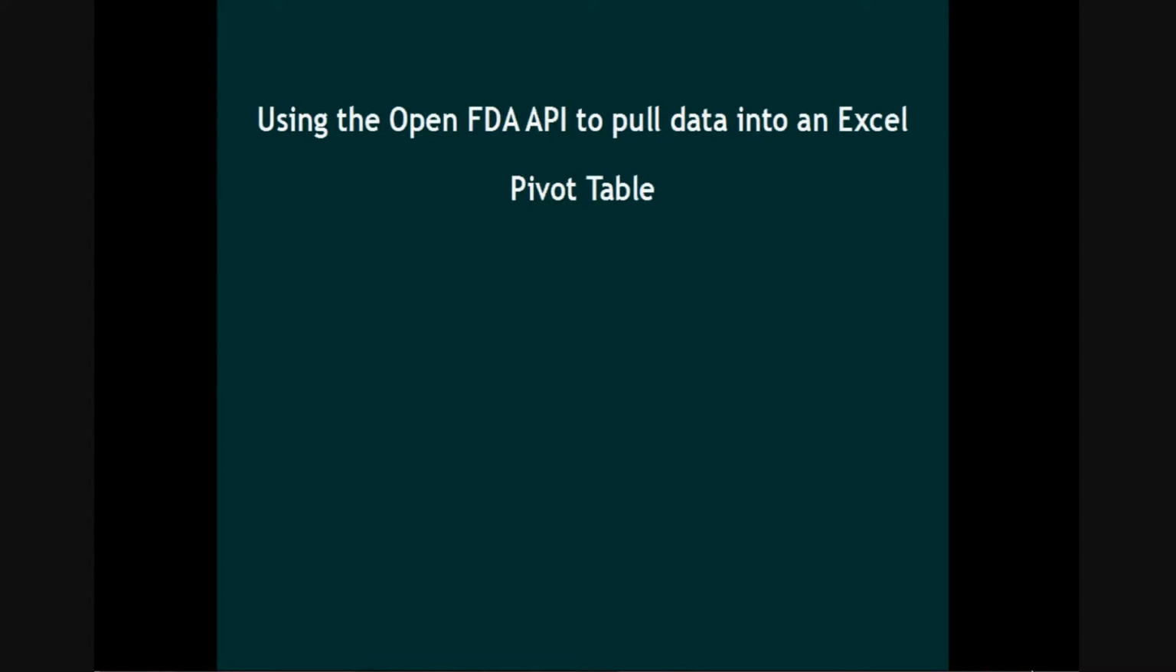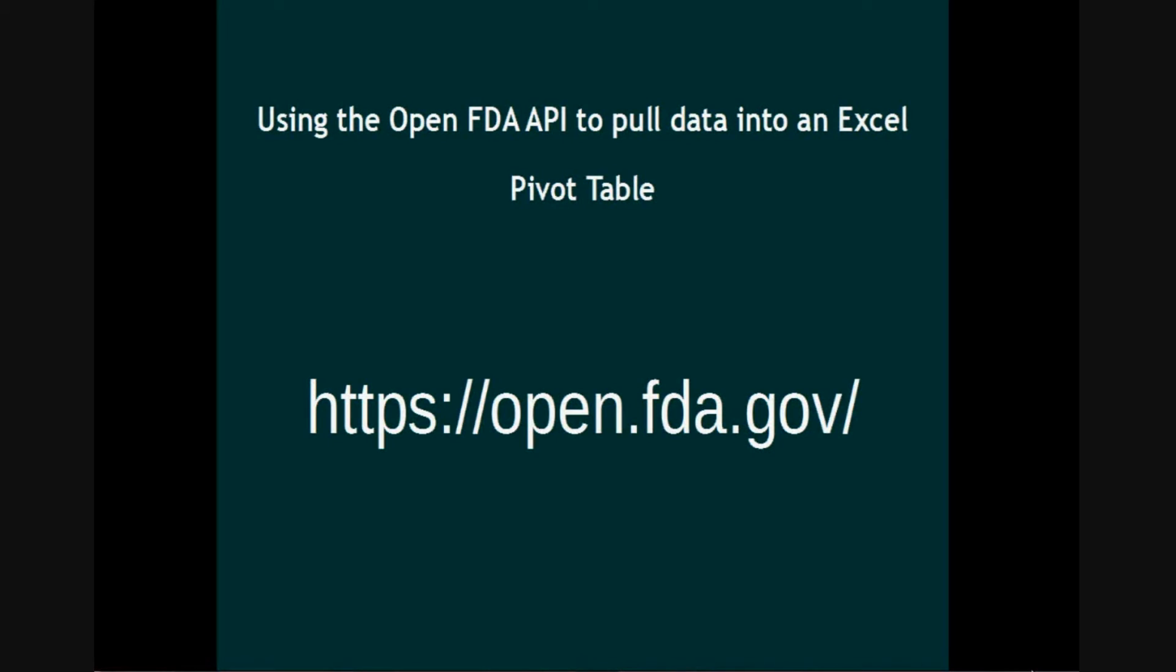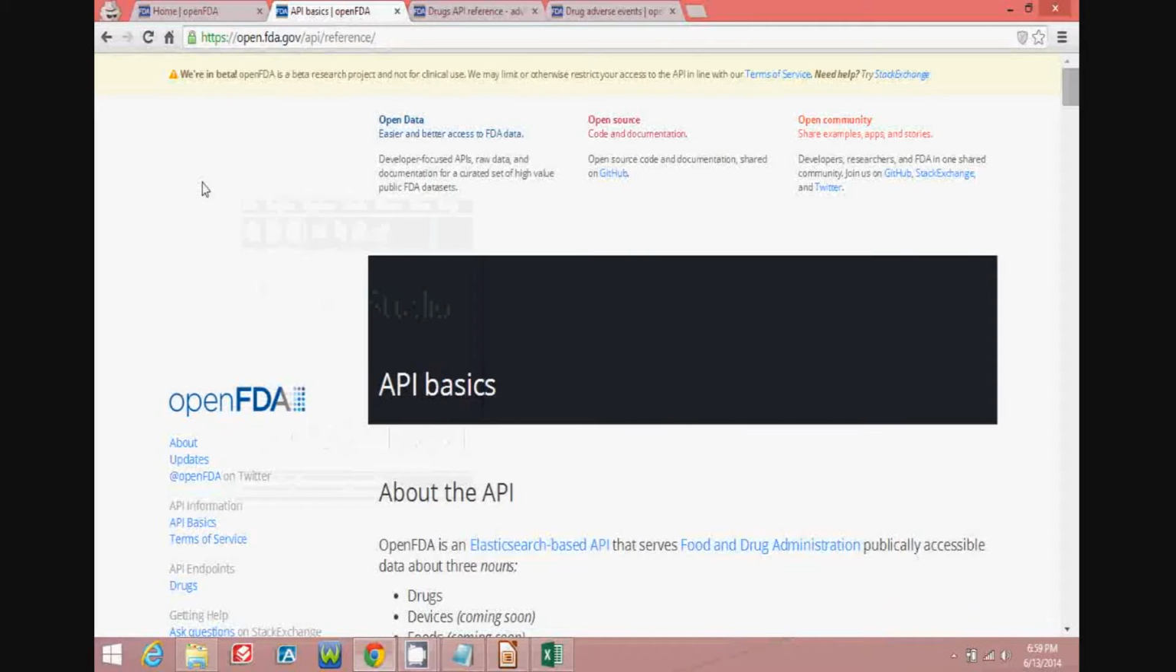Once the data is in Excel, you can use your Excel skills to work with the data and build interactive reports. The openFDA site can be found at open.fda.gov. Here at the openFDA site, notice that as this video is being filmed, the site is still in beta and is not intended for clinical use. That's okay, because I'll just show you how to use the API to pull data into Excel, and details about the data will not be discussed.